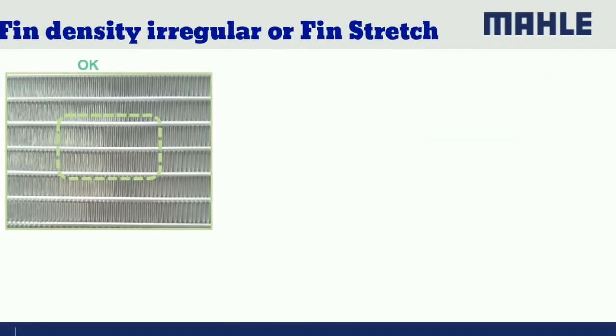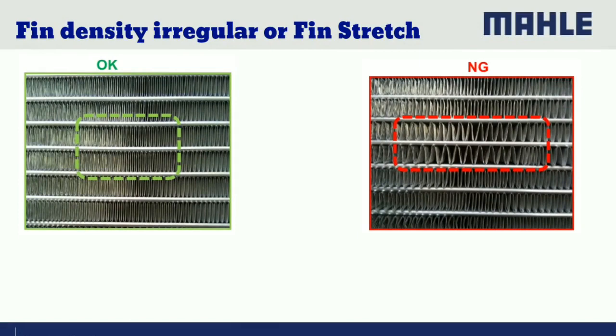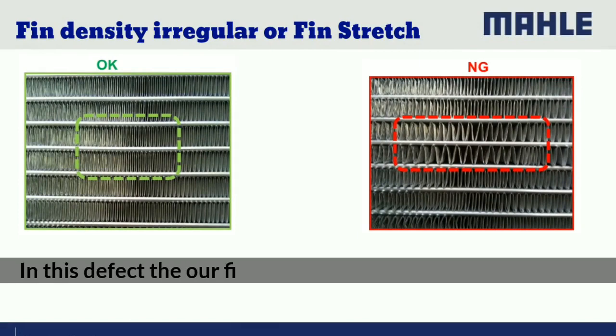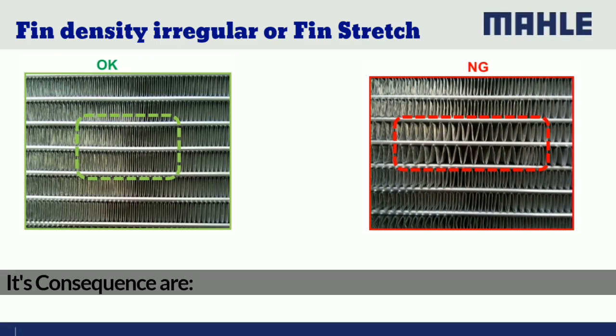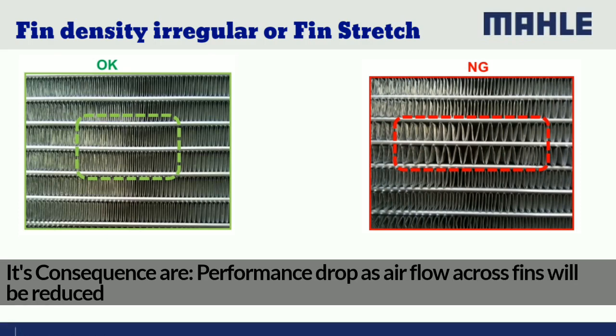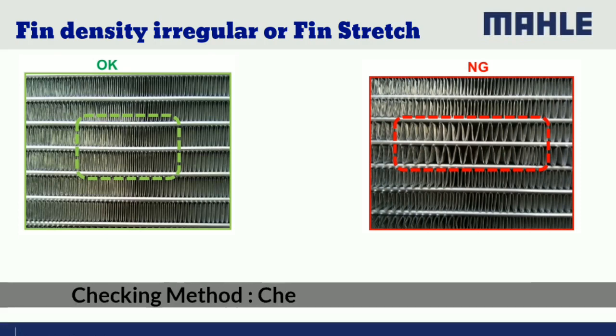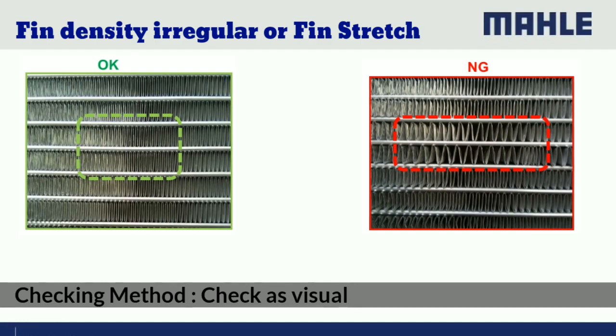Next is fin density irregular or fin stretch. In this defect, our fin was stretched during assembly from some portion of the core. Its consequences are performance drop as airflow across the fin will be reduced, and its checking method is visual.